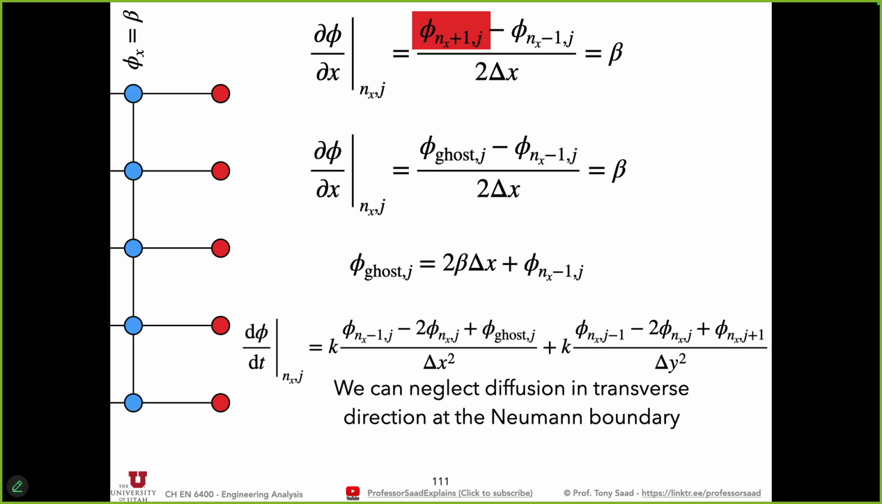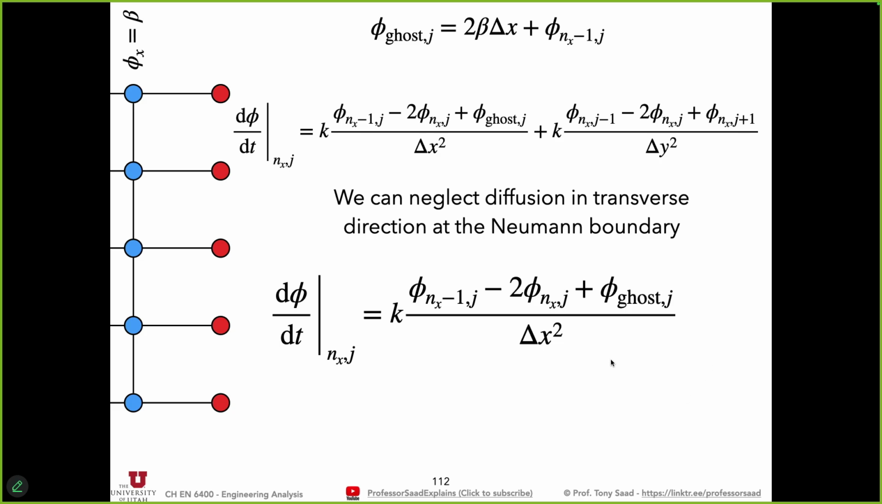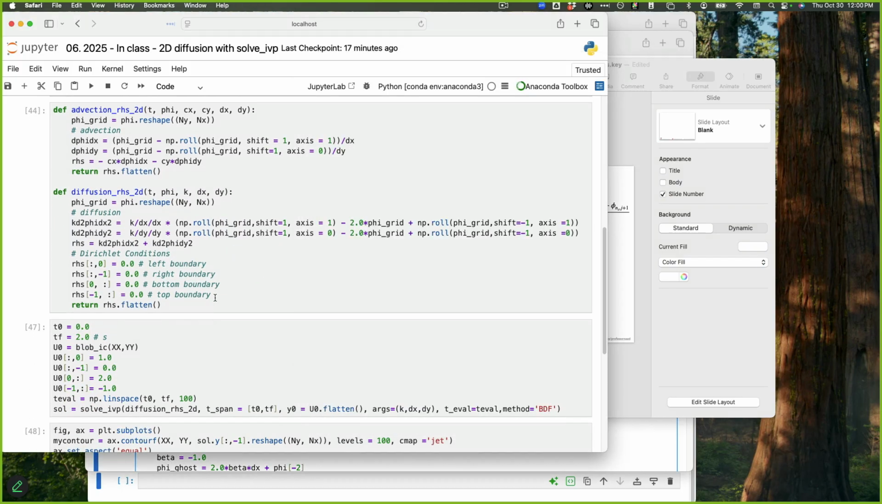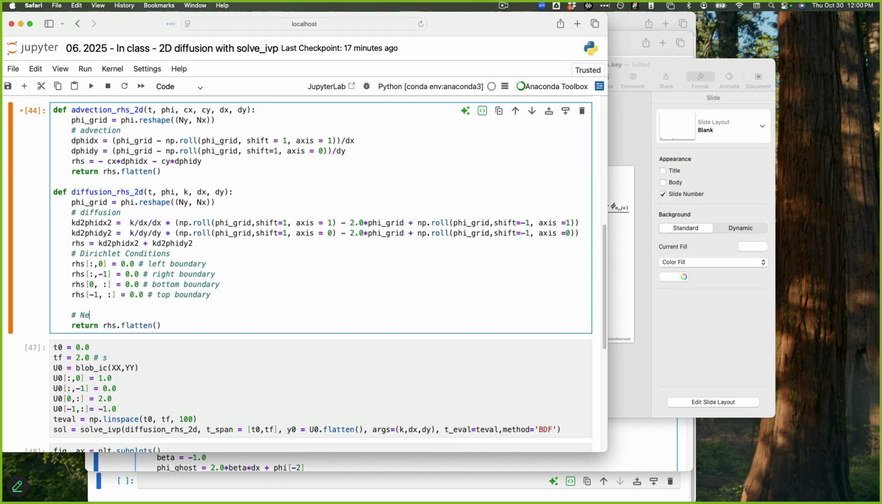So here I have a statement that you can neglect diffusion in the transverse direction at the boundary. So if you have a Neumann on the bottom y boundary, you can neglect diffusion along the x direction of that boundary and only diffuse in y. If you have a Neumann on the x boundary, you can neglect diffusion in the y direction at that boundary and only diffuse in x with the ghost point. So let's go ahead and try to implement this just at that plus boundary, Neumann on the right boundary.